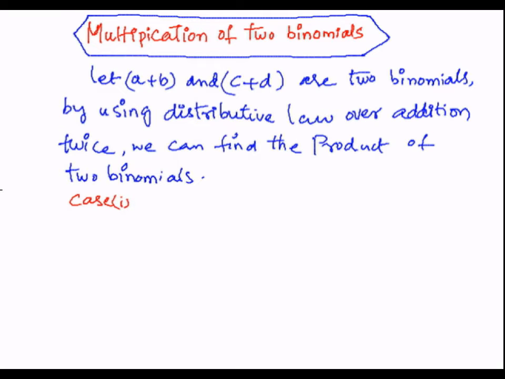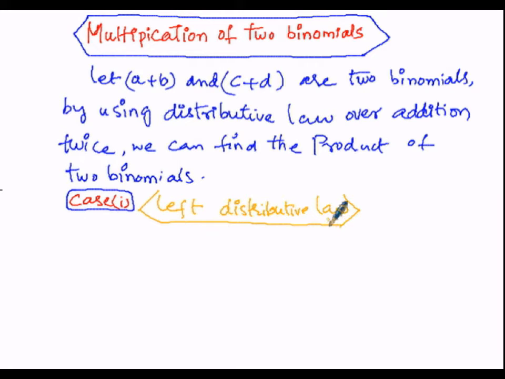Now I am going to perform the first case, by applying the left distributive law. We are going to apply the left distributive law upon the two binomials a plus b and c plus d, that is, a plus b into c plus d equals. Since we are applying the left distributive law, the left side binomial is a plus b and the right side binomial is c plus d.